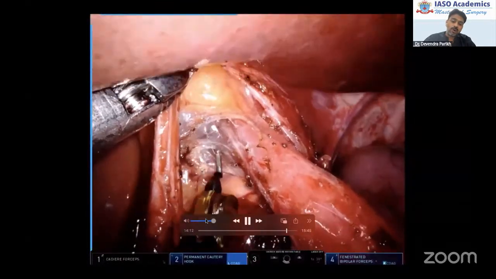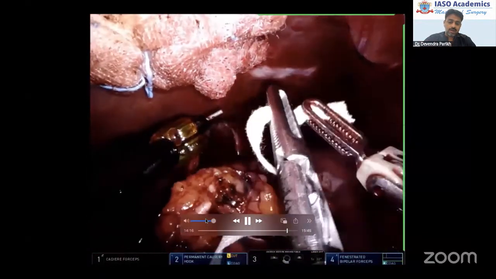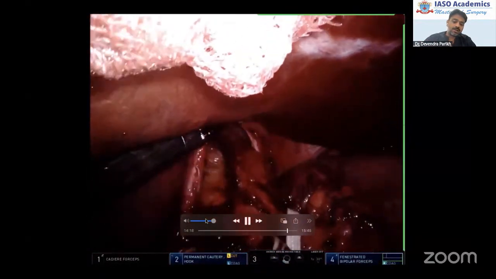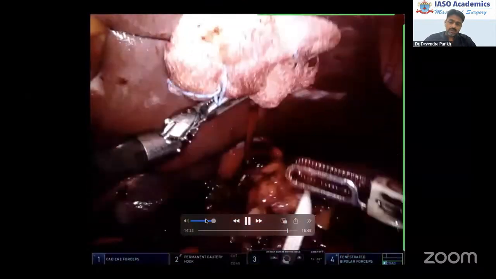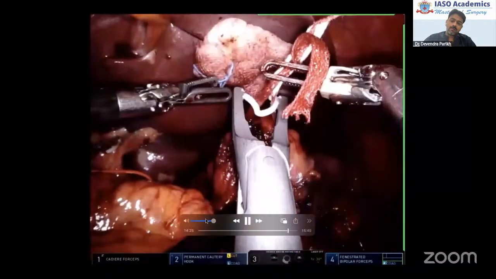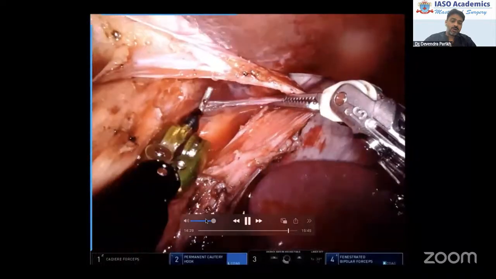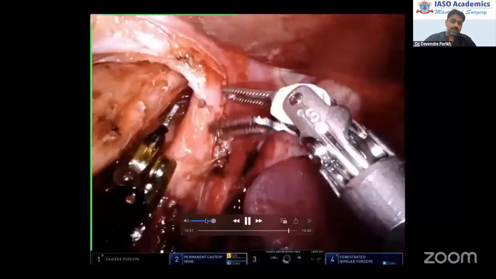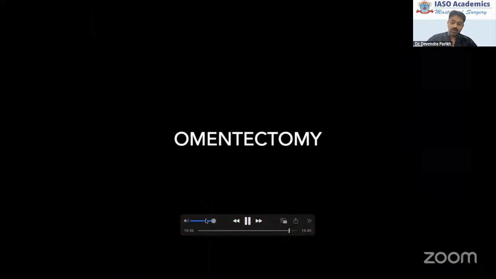We can also loop around the GE junction so that we can pull the specimen downward with the umbilical tape, as I'm doing here. Once we have looped, our assistant can hold this and then we can safely work along the hiatus so that we can clear the esophagus for a couple of more centimeters for a safe anastomosis.